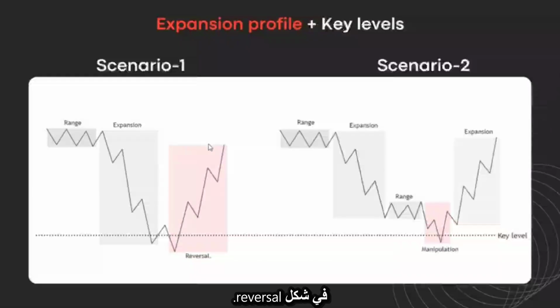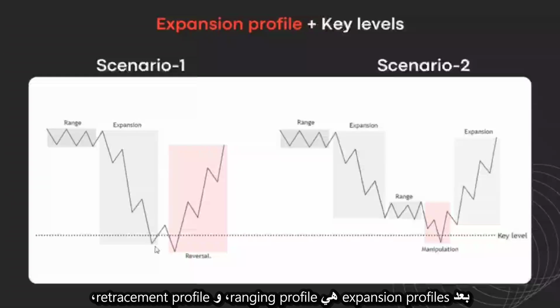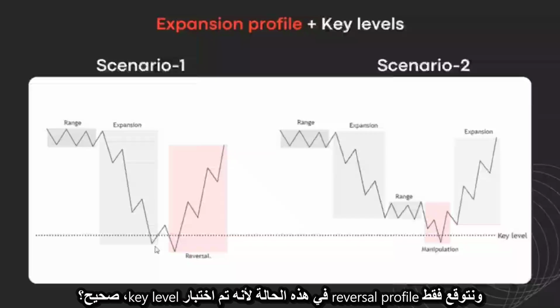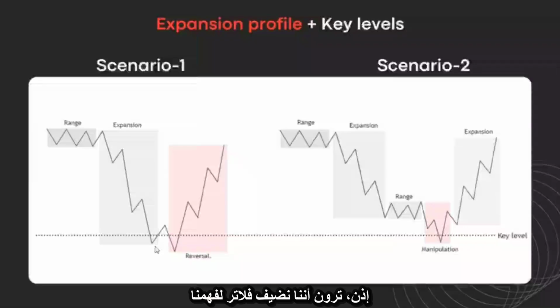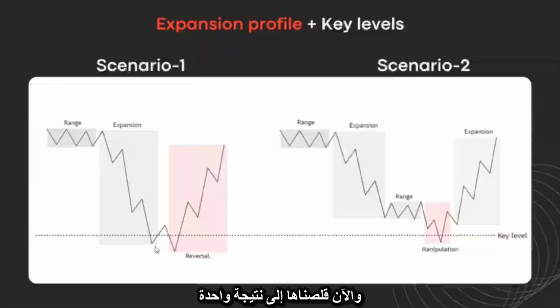reversal profile. Now, based on the first chapter, we learned that the only outcomes after an expansion profile are a ranging profile, a retracement profile, and a reversal profile. Now that we've combined it with key levels, we can cross out the ranging and retracement profile and only expect a reversal profile in this case, because a key level has been tested, right? So you can see that we are adding filters to our understanding of market profiles. Before we could have expected three possible outcomes, and now we brought it down to a single one based on market profiling and key levels, right?